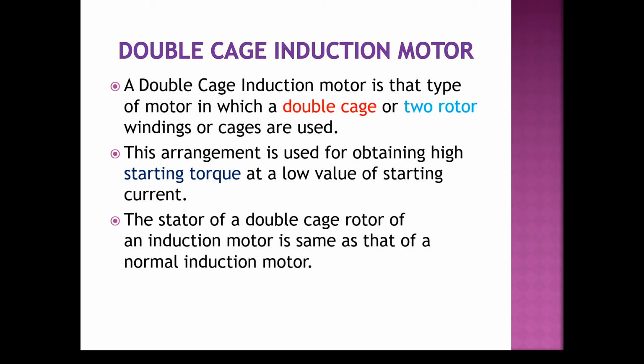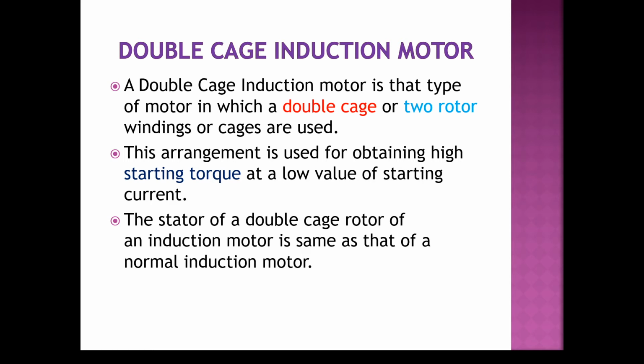Now ordinary cage rotors are used for low starting torque, deep bar cage rotors are used for high starting torque, and for still higher starting torque double cage rotors are used.